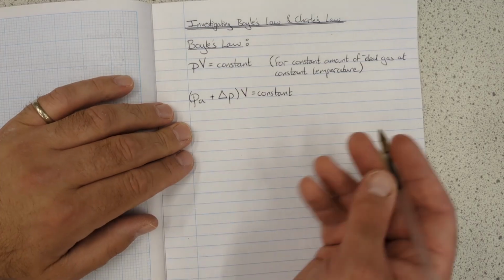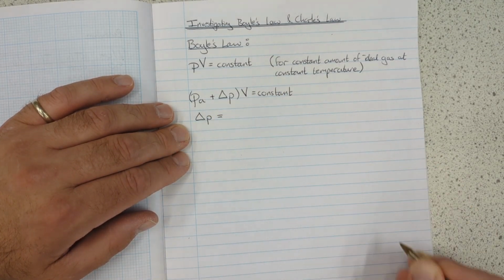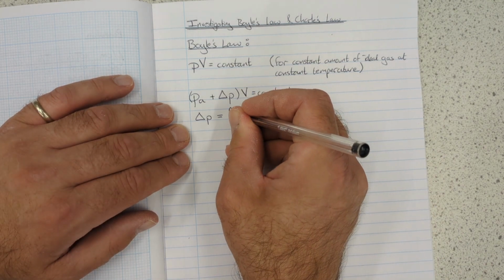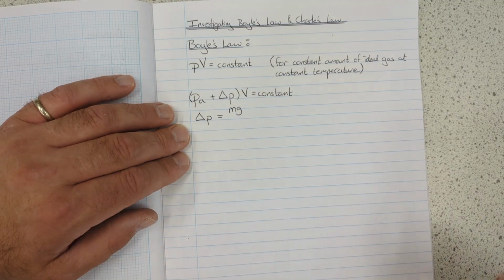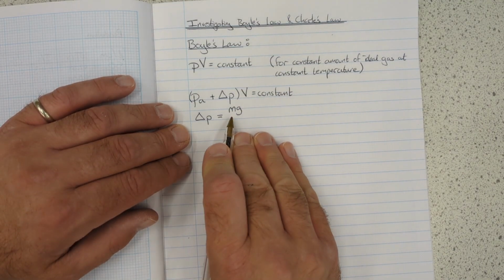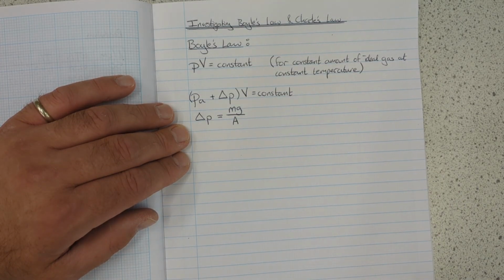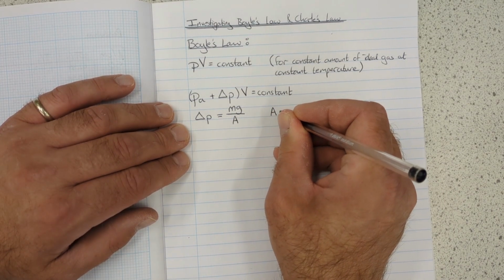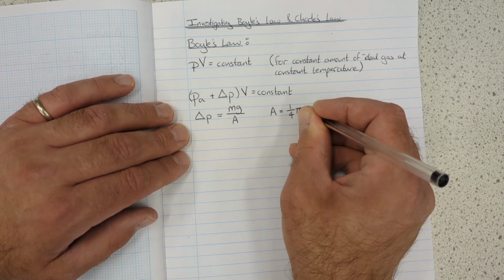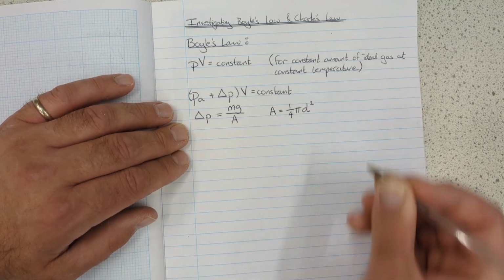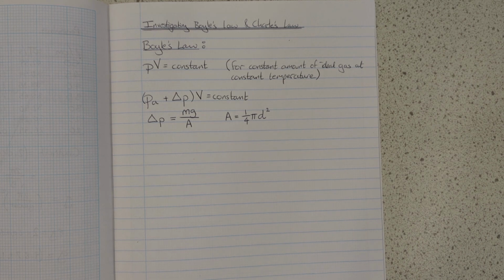And we can use this experiment to measure atmospheric pressure. And it works a little bit like this. Our change in pressure, our extra bit of pressure, is going to be equal to the slotted masses that we stack up on top of the plunger, multiplied by the gravitational field strength, which is the force being applied, divided by the cross-sectional area of the plunger. And of course, the plunger is circular, so the area is 1/4 multiplied by pi d squared. That's the usual equation that we use for the area.